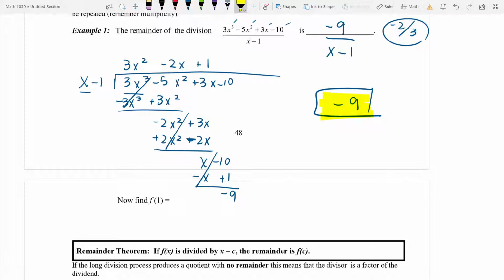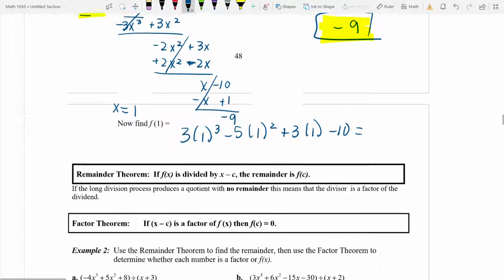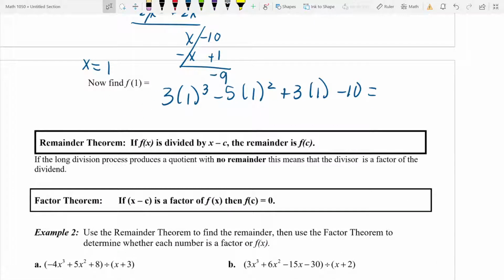Okay, now look what we're doing, guys. If you take this x minus 1 and you set that equal to 0, you get x equals 1. We're going to take that 1 and plug it into this original right there. Okay, so everybody go 3 times 1 to the third minus 5 times 1 squared plus 3 times 1 minus 10. Okay, now grab your calculator.